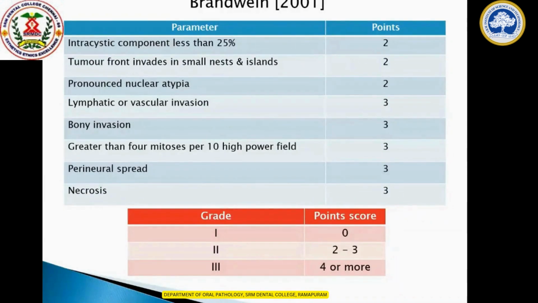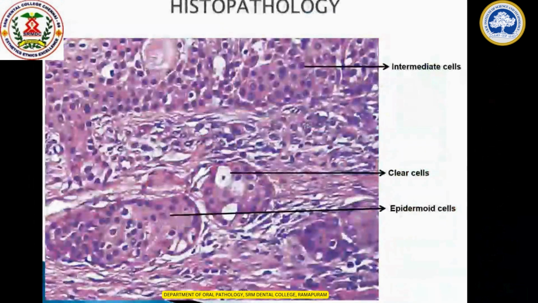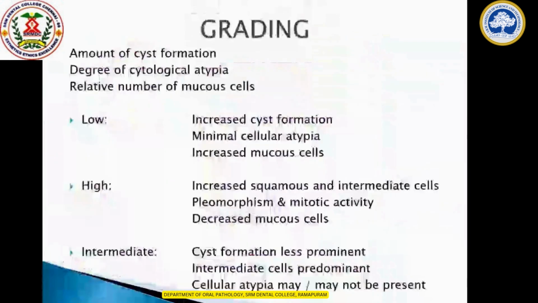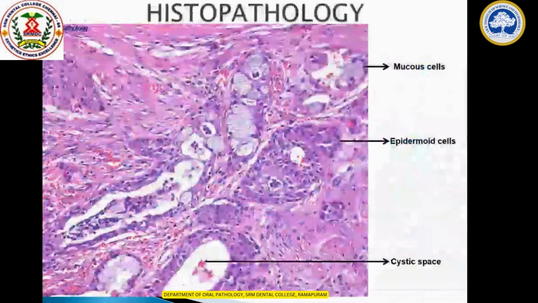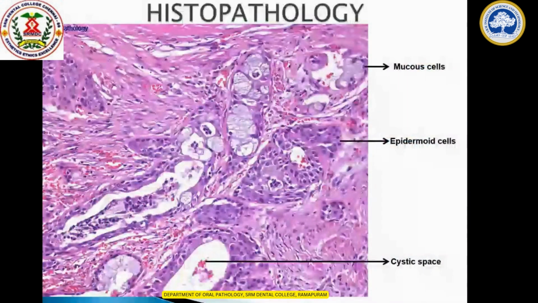Based on that, it can be graded as 1, 2, and 3: low, intermediate, and high grade. 1 point score, all these are not there. 2, when only 2 or 3, and 4, more than 4. So these are the grading systems which have been put forth for your mucoepidermoid carcinoma. But the common one we follow here is the grading where, based upon the cystic formation, degree of cytological atypia, and the amount of the cells present, it is graded as low grade, high grade, or intermediate grade mucoepidermoid carcinoma.